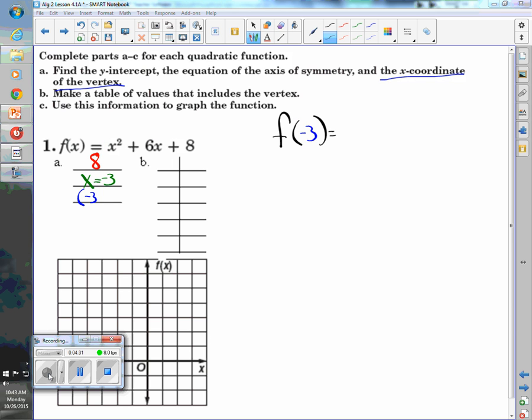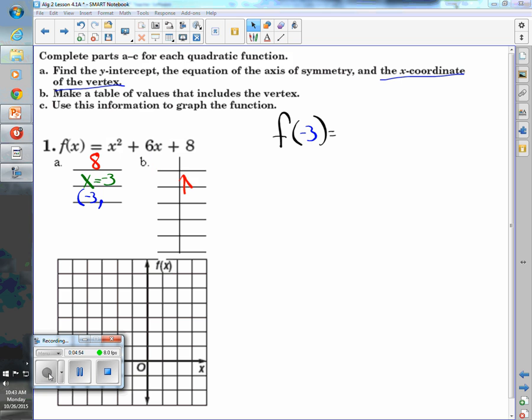Okay, back to where we were. Now we're going to find the y value for this x-coordinate for the vertex right there. The y value is going to be what we get when we take this negative 3 and substitute it into the equation everywhere that we see an x.